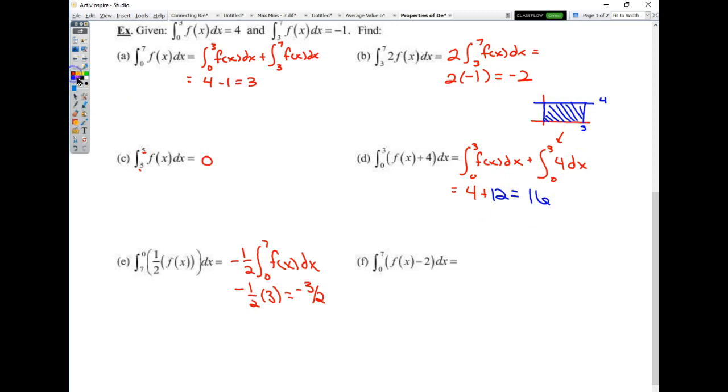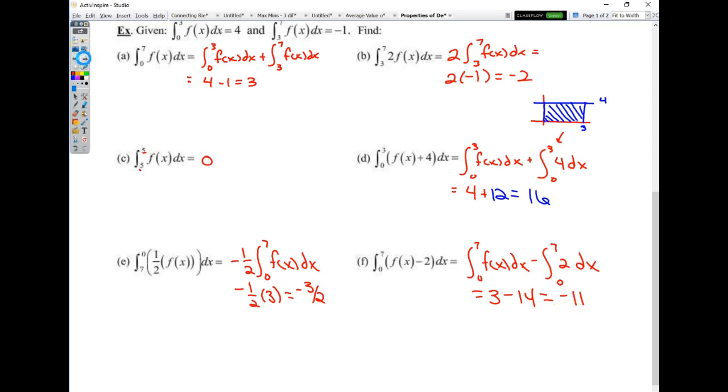Likewise, I can do the same thing here, where I'm taking the integral from 0 to 7 of f of x dx minus the integral from 0 to 7 of 2 dx. And I can recognize that this integral from up here is 3 minus 2 times now a distance of 7 is going to give me 14, which will give me negative 11.